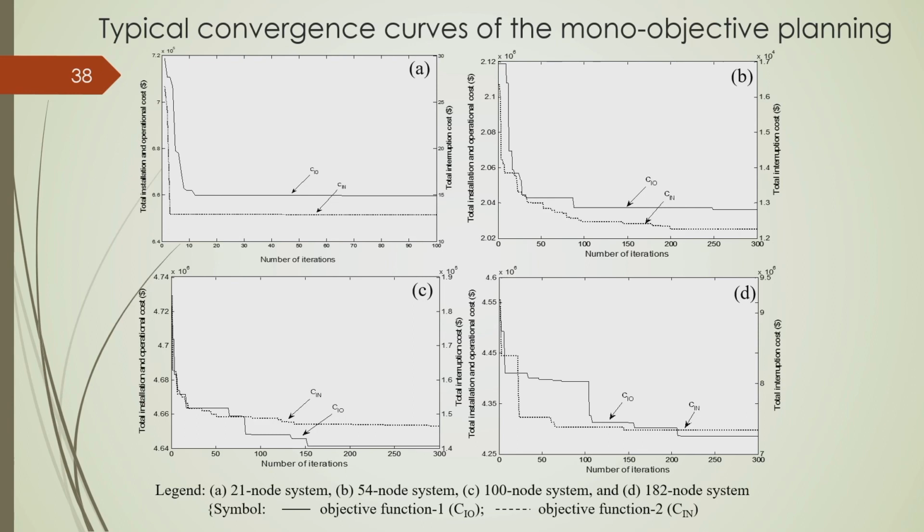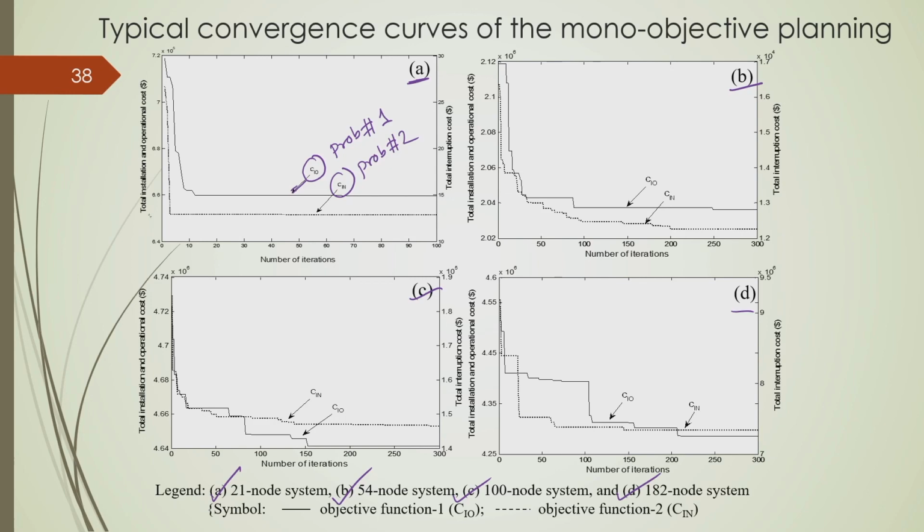Now, these are the solutions we got. You can see the solutions of both the problems are shown in the same graph. Figure A is for the 21 node system, figure B is for the 54 node system, C is for the 100 node system, and D is for the 182 node system. Here this is representing the solution that we get in problem 1, and this is for problem 2.